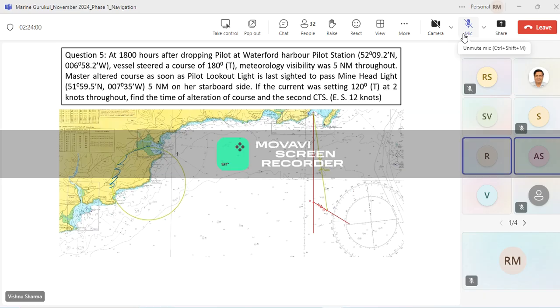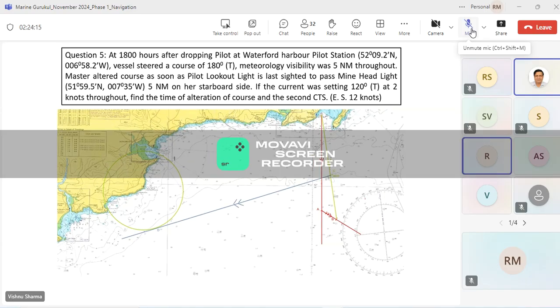Now, after drawing this 5-mile circle with the mine head as center, what do I do now? Draw a tangent. From where? From C. And what will that line be called? CMG. Very good. That will be the course made good. Does the question want CMG or CTS? CTS.